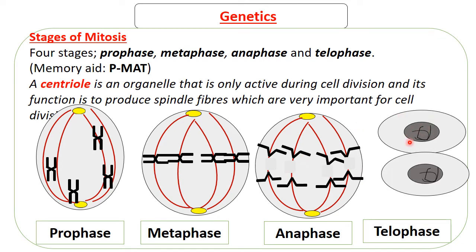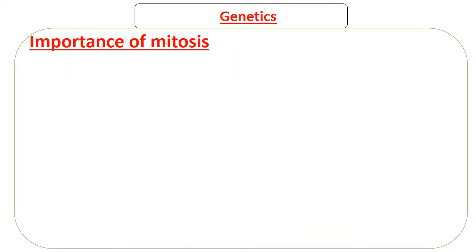The chromosomes again are going to coil, and of course the nuclear membrane and the nucleus are going to become visible again. So I've got two cells from one cell, and the number of chromosomes has been shared equally. So this is what happens during mitosis. So what are some of the importances of mitosis?